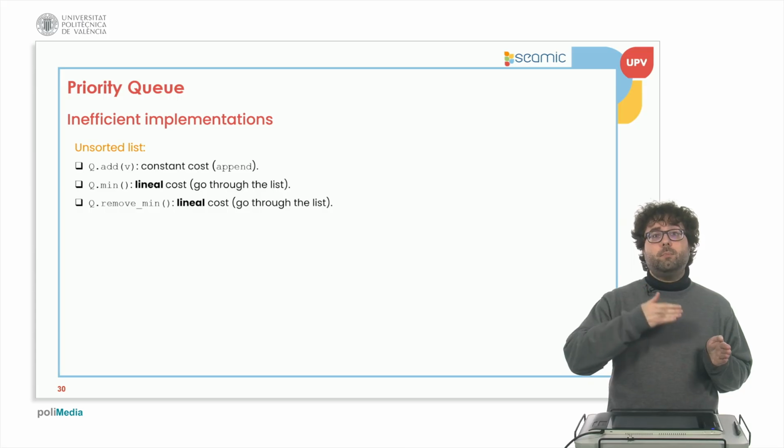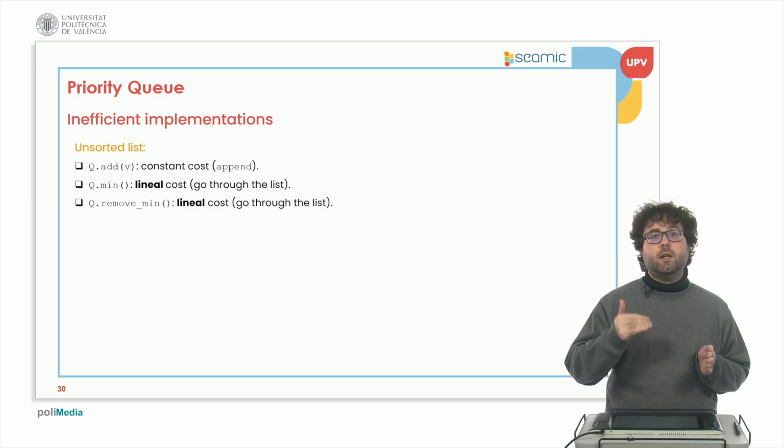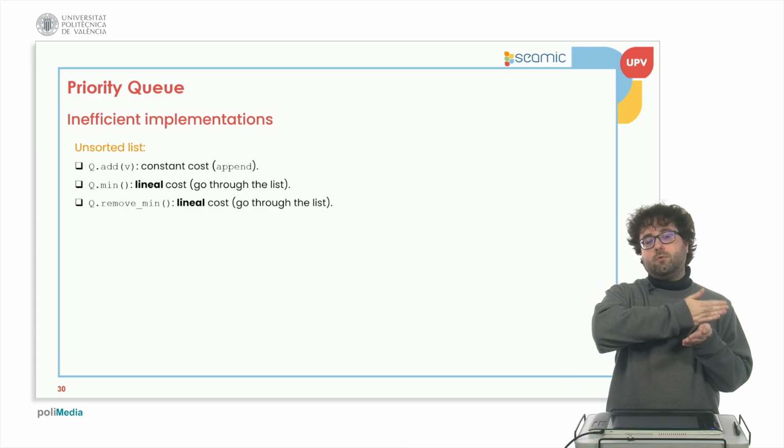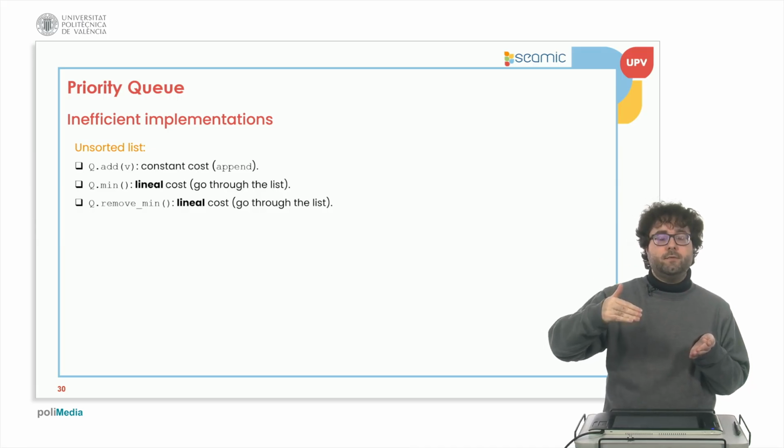But if we want to compute the minimum value, or remove the minimum value, which also implicitly takes the computation of the minimum, then the cost will expand to a linear cost, since we need to go through the whole list in order to find the minimum value.